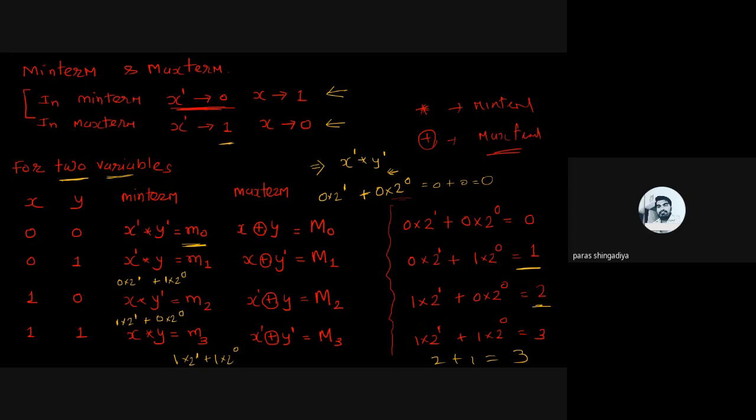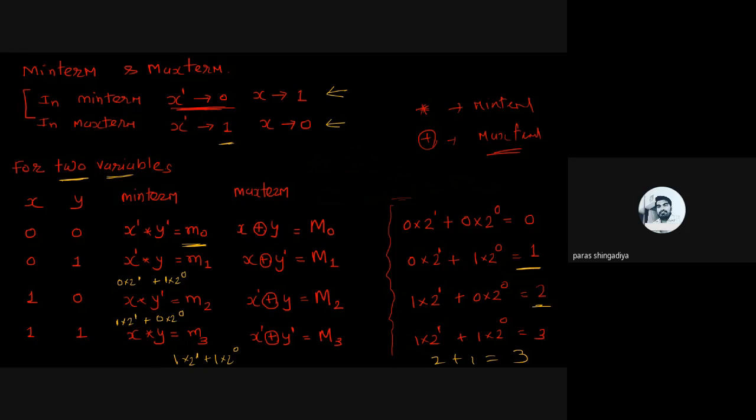Okay, so let's check the answer of max term. That is also simple. The answer is the same: the answer of min term is the same as the answer of max term, but just the symbol is changed. Here it is small m0 in the answer of min term, and here we will use capital M0. The answer will also be the same. Why is it the same? Let us check.